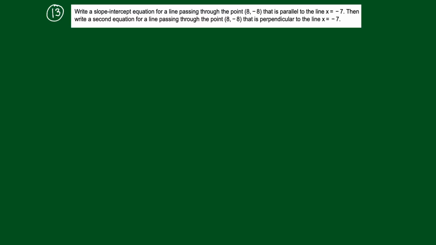Oh, now this one's interesting in this sense here. What we want to do is write the equation for a line passing through this point. All right, we've got this point right here, 8, negative 8, but it's parallel to this line, right? It's parallel to this line. Now this line is x equals negative 7. Now, when you have just one variable, and that's all we have is one variable, if it's x equals some number, then you have a vertical line, and that's what we have in this case. We have a vertical line passing through this number right here. So this number right here is -7.